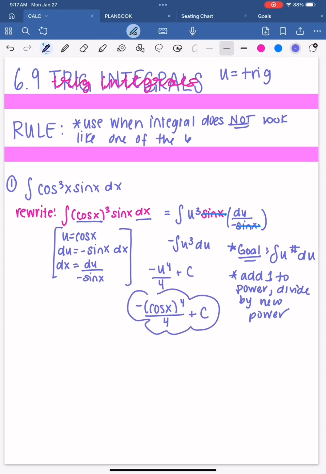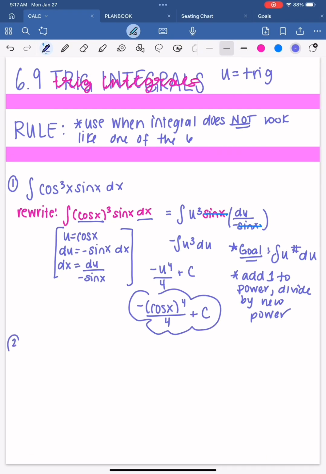Let's look at another one. Okay, next example, number 2. So we're going to have the integral of tan to the 4 of 2x secant squared 2x. So now look at this one. I'm going to highlight both functions in different colors. The tangent's going to be in green. The secant is going to be in yellow.